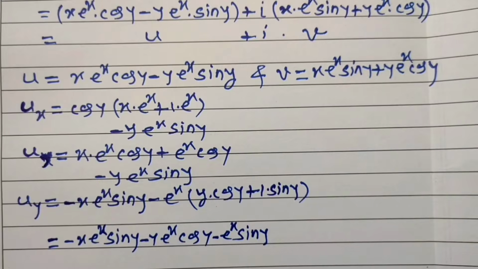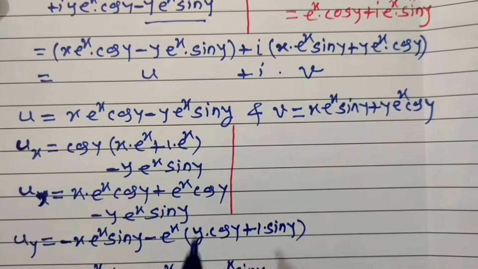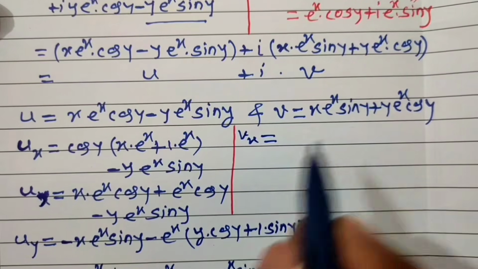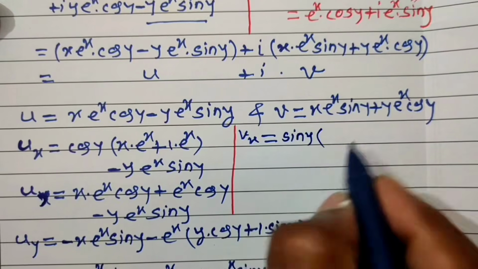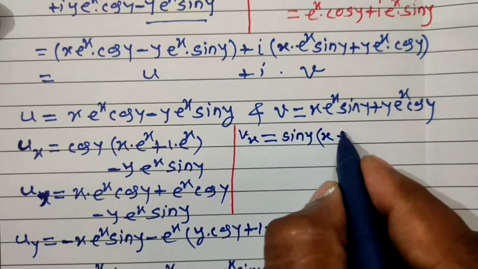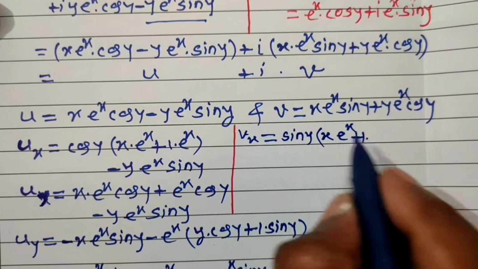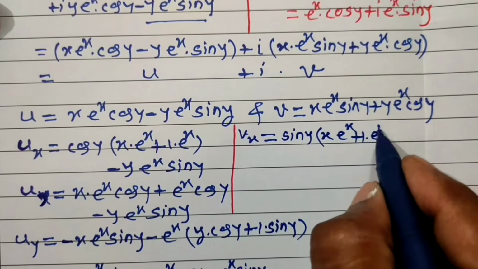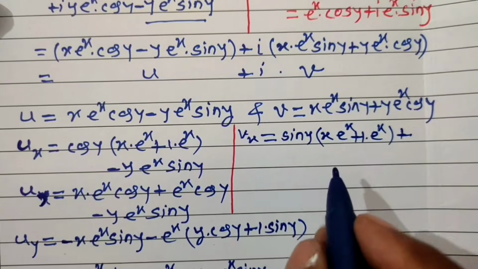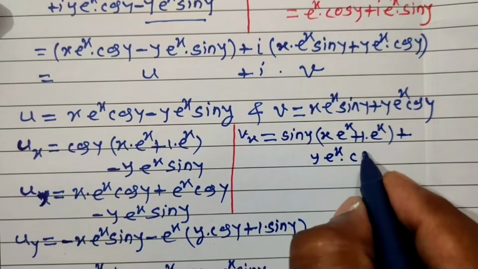Similar to this, we have to find out partial derivatives of v with respect to x and with respect to y. Vx is equal to derivative with respect to x, considering y as constant, sin y, applying u into v formula here, x as it is, derivative of e to the power x is e to the power x, plus derivative of x is 1 into second e to the power x as it is, plus derivative of this with respect to x can be written as y into e to the power x into cos y.